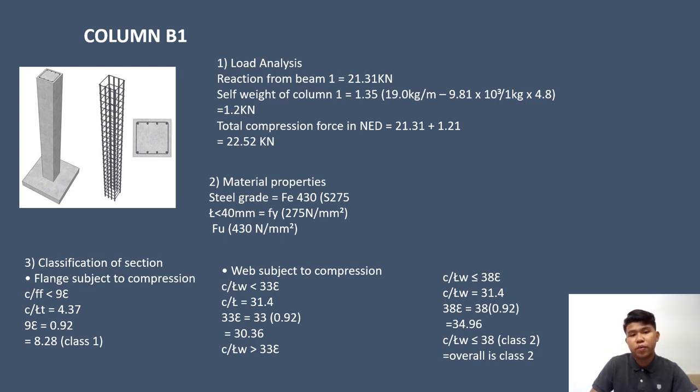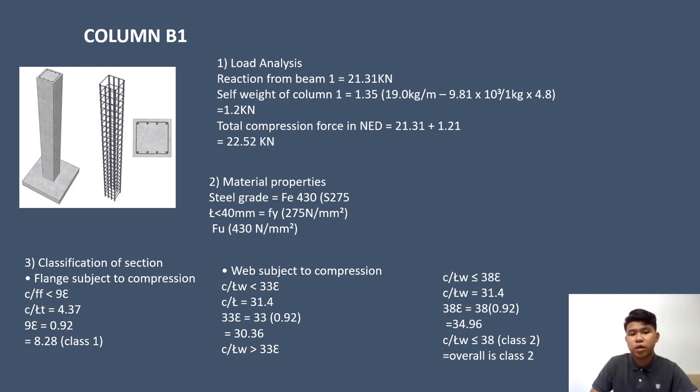21.31 kN. For the self weight of the column 1 is 1.2 kN. Total compression force NEd is 22.52 kN. For the material properties, steel grade is Fe430 in bracket S275. For the fu is 430 N/mm². For the classification of section, for the flange subject to compression, the answer is 8.28 in class 1.